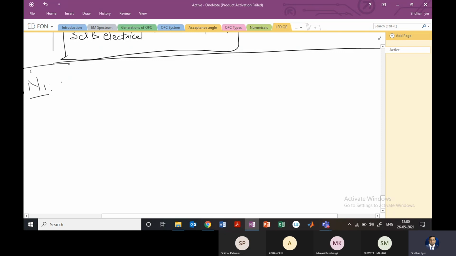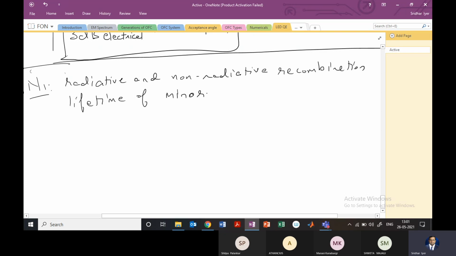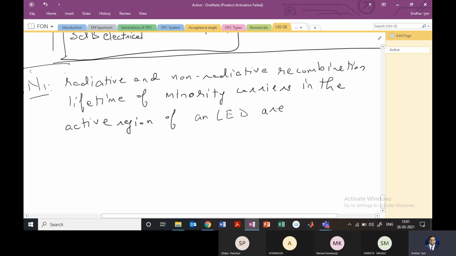So let's look at this one question. The radiative and non-radiative recombination lifetime of minority carriers in the active region of an LED are 60 nanoseconds and 90 nanoseconds respectively.